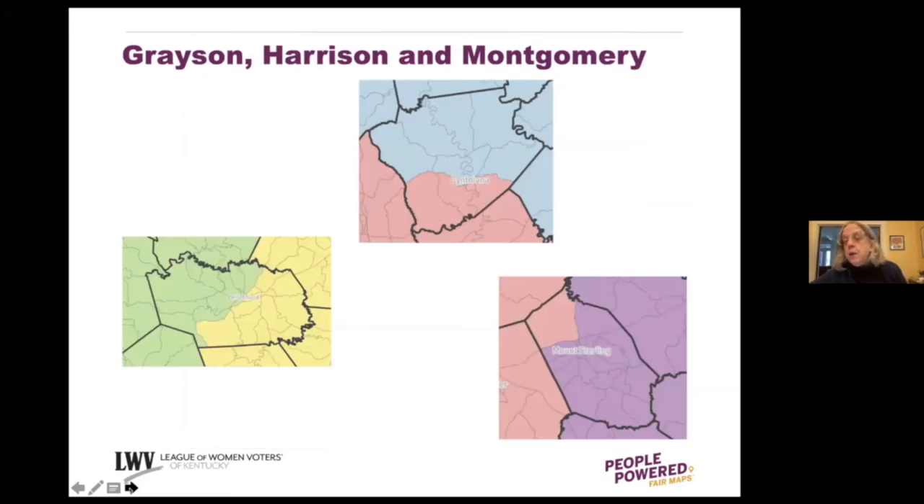Three other counties needed division to make the maps come out the right size. So Grayson County in the west, and Harrison County to the north, and Montgomery County closest to Morehead were the three others that had to be divided up a little bit to end up with those quite near to equal congressional districts.